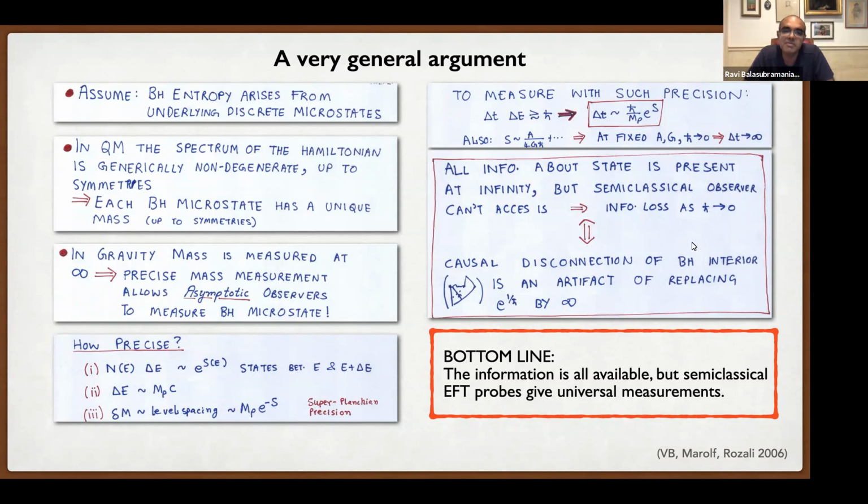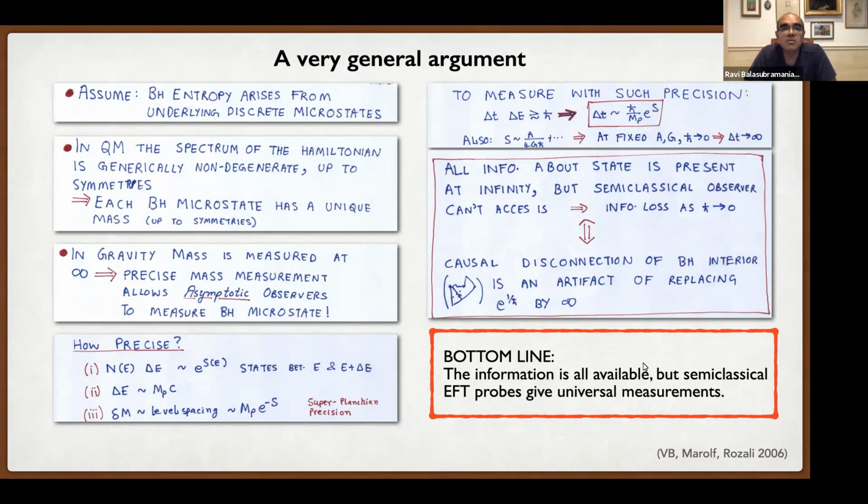is that you should expect that all the information about the states of the black hole is in fact available at infinity, but semiclassical effective field theory probes will give you universal measurements. This is one such example of a semiclassical probe. It's just measuring the mass. You can extend this to finite endpoint correlation functions and things of this kind. So this is why you lose the information from the black hole, even if it's actually there.